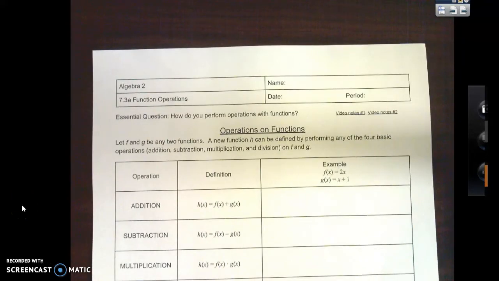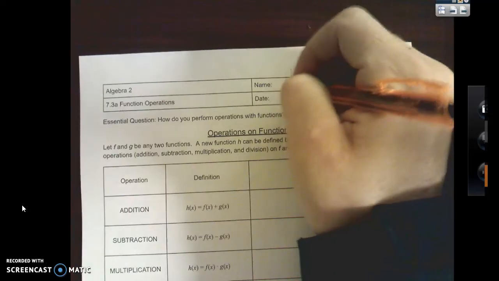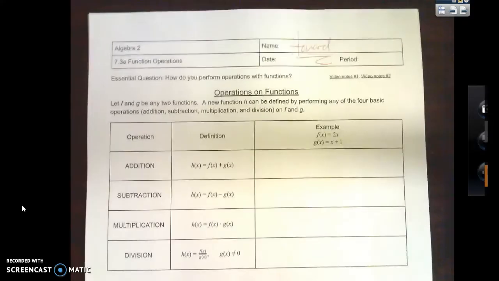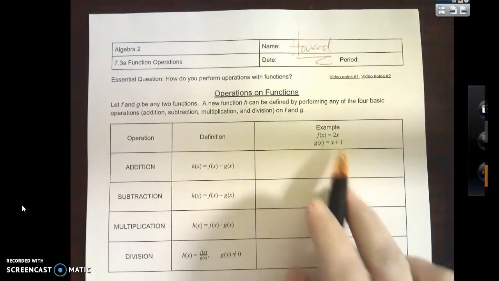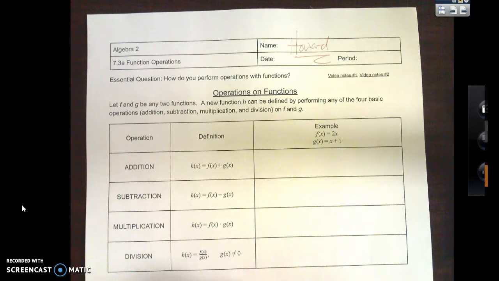Today we're going to take a look at 7.3a function operations. Okay, so we're going to get things rolling here. Basic operations: let f and g be any two functions. A function could be something like 2x and x plus 1. A new function h can be defined by performing any of the four basic operations: addition, subtraction, multiplication, and division on f and g. It's best to see this in action.